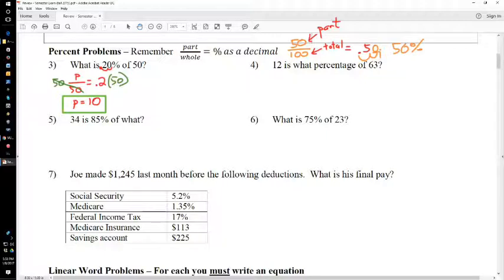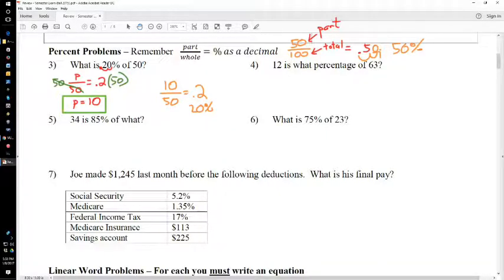And you could go back and think of this the other way around. If you divided 10 by 50, you would get 0.2, which again is 20%. That is how every last one of these questions works. You get two things, and you solve for the third.